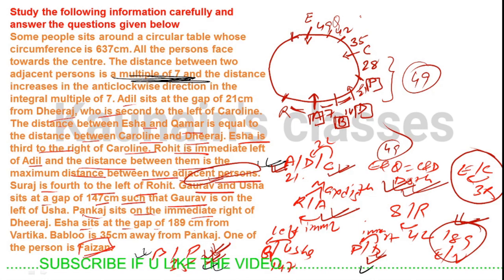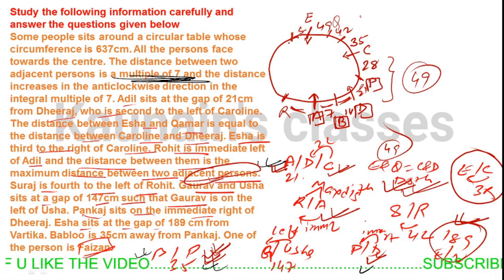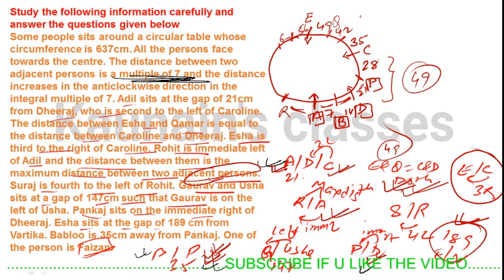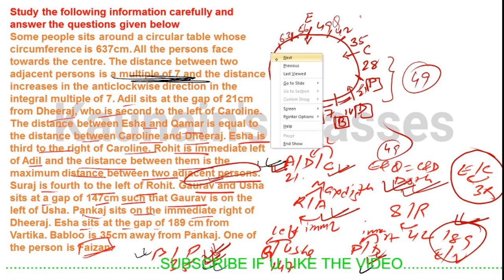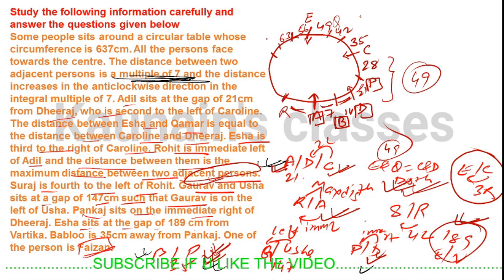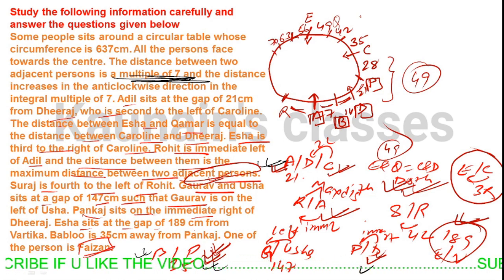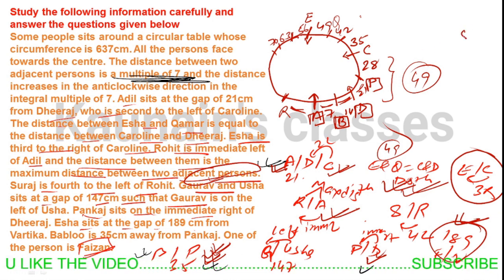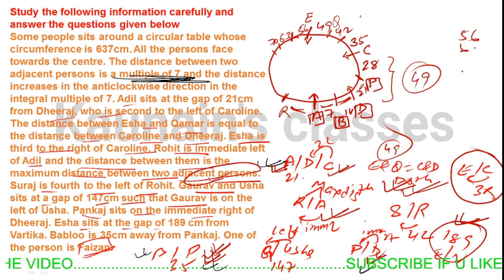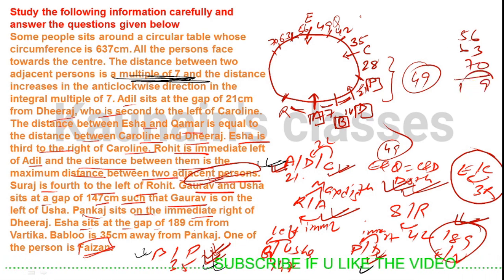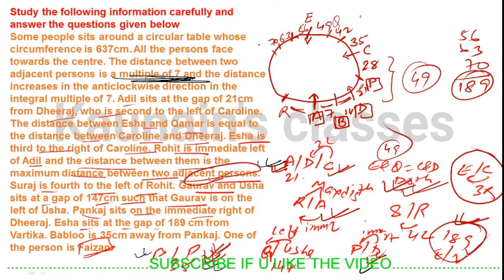So let's move further. 49. After 49, what will be the distance? 56. And then after 56 we'll get 63, then 70. So these are the distances. 6 plus 3, 9. Okay, let's add this. 56, 63 and 70. 6, 3, 9, 7, 5, 12 plus 18, 189. Okay, we got the place of V. V would be here.